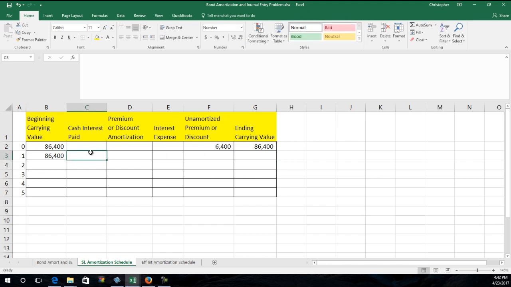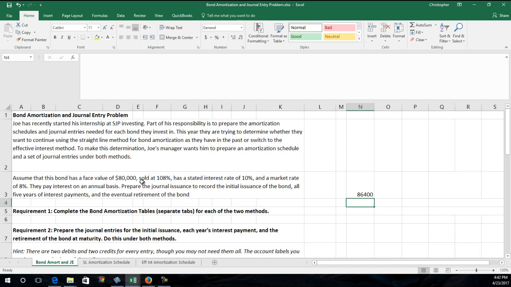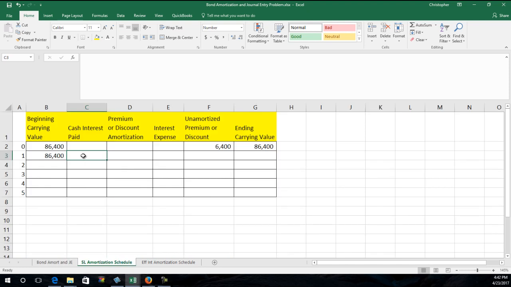Now let's take a look at the cash interest paid. For this one, we have to go back. It's an $80,000 face value bond, and we pay interest at 10%. So that cash interest paid is going to be 10% of $80,000, which is $8,000. It doesn't matter what the carrying value is, we are going to pay $8,000.